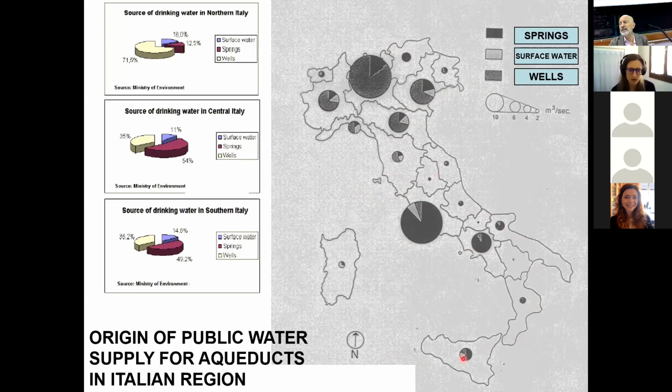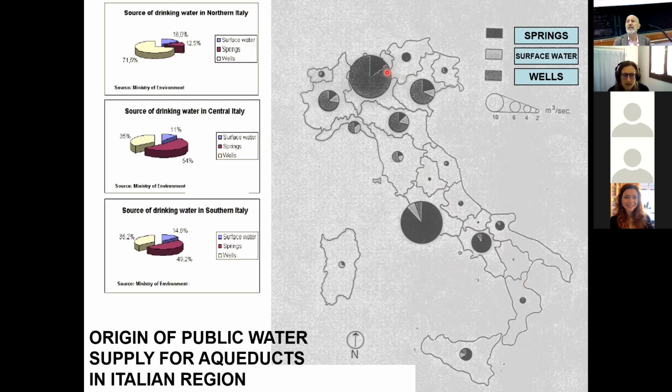In central and southern Italy, springs prevail as the main source of public water supply. You see in Latium, in Abruzzi, in Marche, in Campania, in Sicily, in Calabria, in Puglia, that the majority of public water supply derives from springs. Why? Because along the Apennines, you have many aquifers, most of them karstic and volcanic in nature, that are capable of sustaining big discharge springs and so provide good quantity of water to these aqueducts.